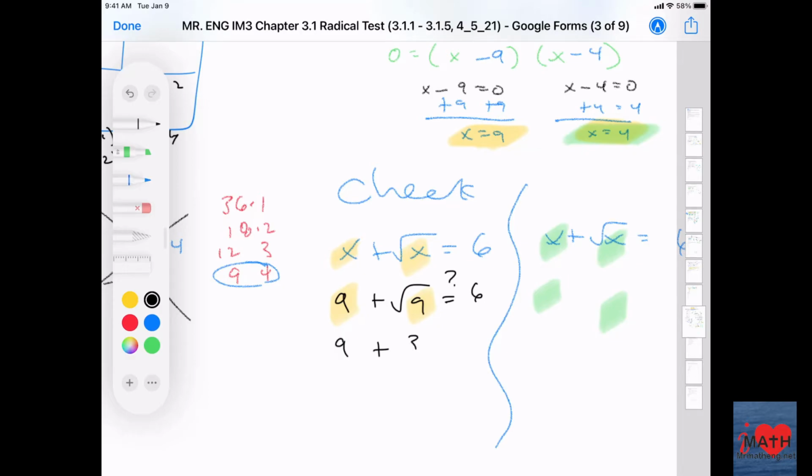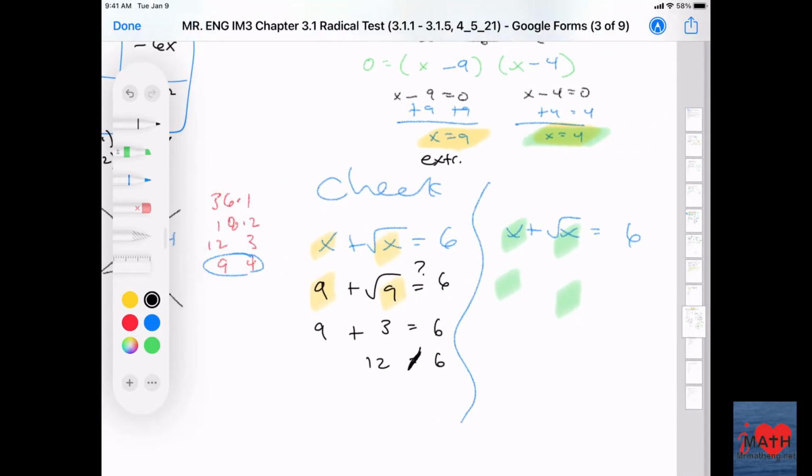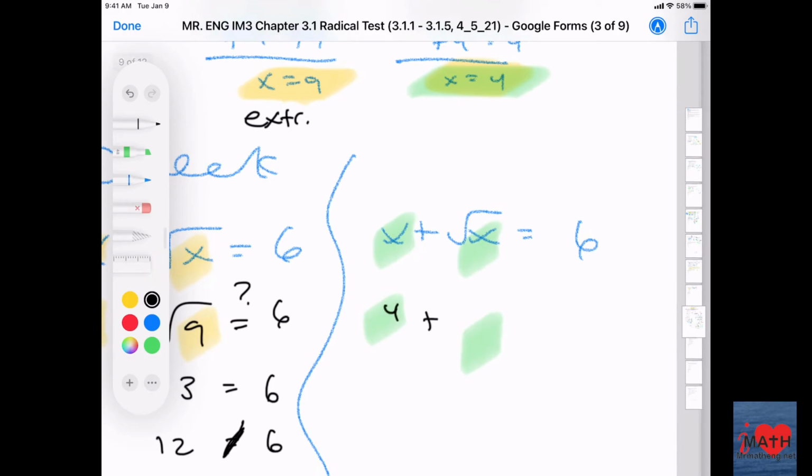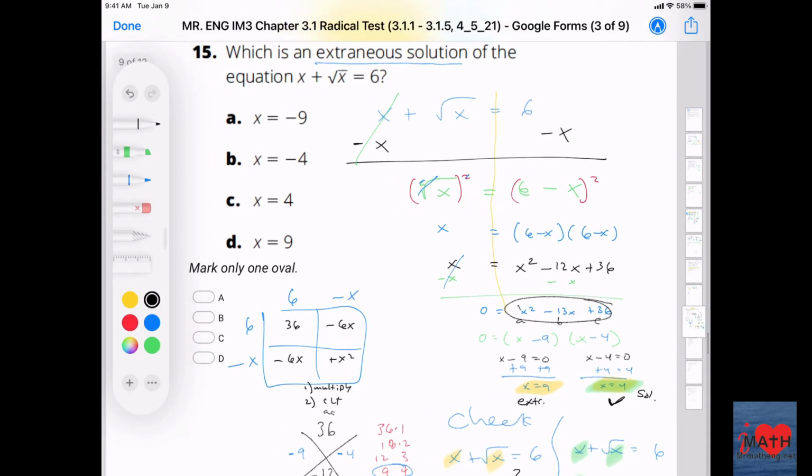Nine plus square root of 9 is 3. And what does that mean? 12 equals 6? No, so this is our extraneous. Let's double check. Right, does that make sense? It's a fake. We made it false. Let's put in 4 here. 6 equals 6. That is true. So the real solution is x equals 4. X equals 9 is our extraneous. Let me do that in red. Right? Red. So that would be D. 15, D is our answer, is extraneous.